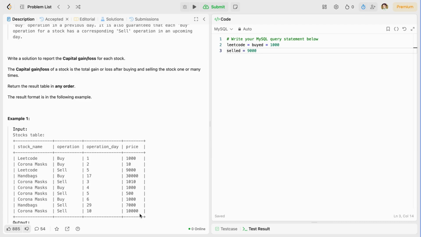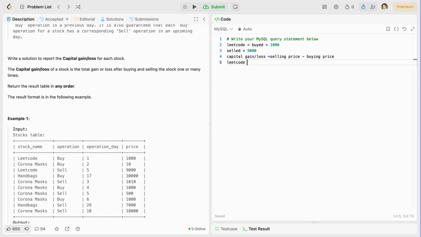So how are you going to calculate the capital gain or loss? You have to know this formula: capital gain or loss is equal to the selling price minus the buying price. So we are going to use this formula in order to calculate it.